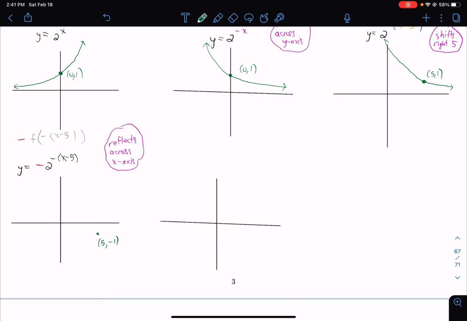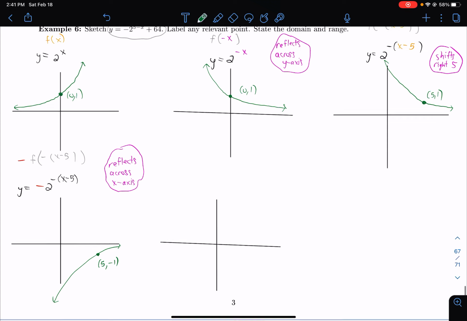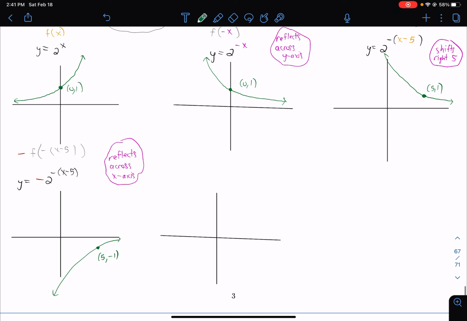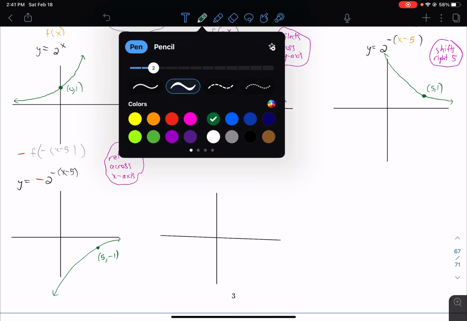Okay, and then I'm going to draw that graph once it got flipped down. So it's going to snuggle up next to the x-axis going this way, and then this way, it'll drop down rapidly. All right, one last step to go, which is I got to add that 64 at the end.